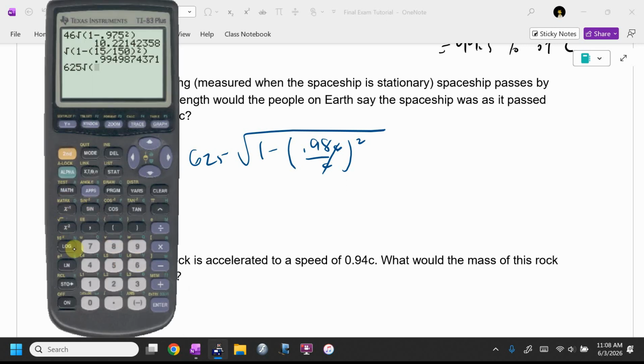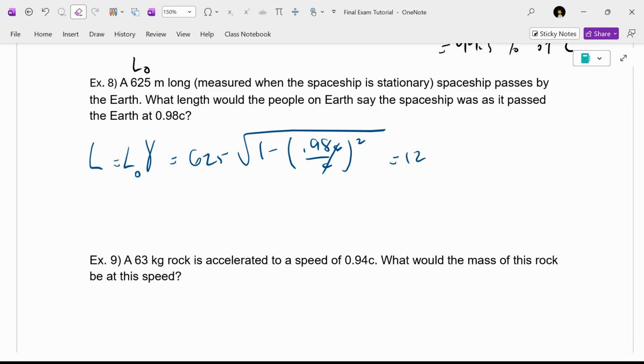625 times the square root of 1 minus bracket 0.98 squared close. Oh, I don't even need to technically put it in brackets because it cancels out. Do you get 124 point? I'll call it 124. Yes? 124 meters.